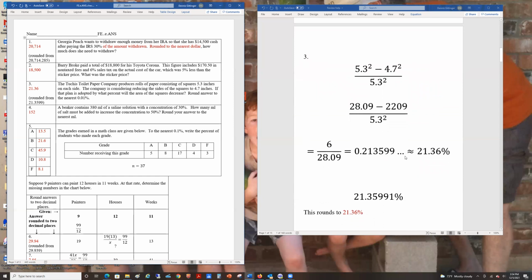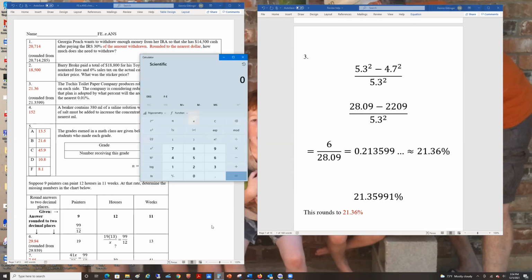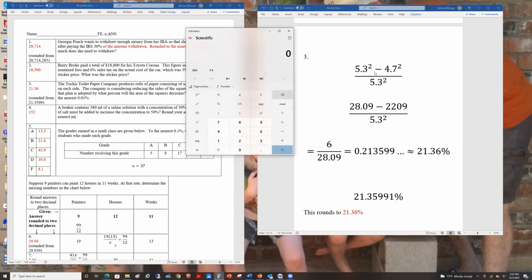Problem 3 was kind of tricky. This asks for what percent will the area decrease. Now, the area of the old square was 5.3 on a side, is 5.3 squared. You subtract the area of the new squares, which is 4.7 squared. Then you divide that difference by 5.3 squared. You can do this much better with a scientific calculator because it's really helpful.